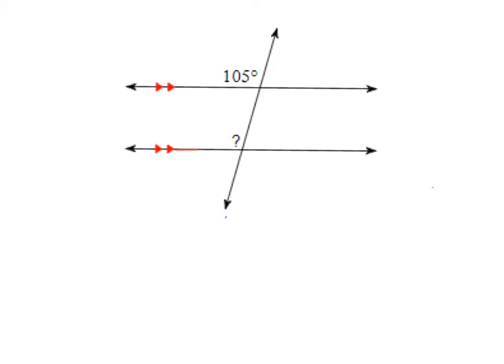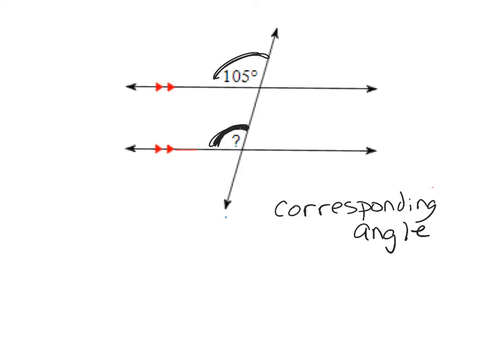For this one, you need to say what the question mark is. So what's the measure of the angle? That is the question mark. And I also want you to say what type of angle it is. So I'll do this one first. This angle is called a corresponding angle. They're both on the same side of the transversal, and they're both above the parallel lines.